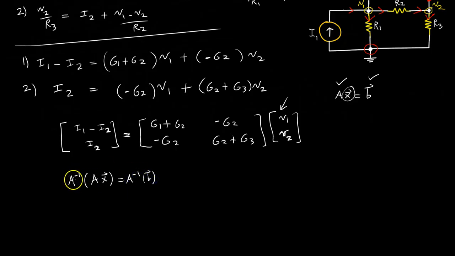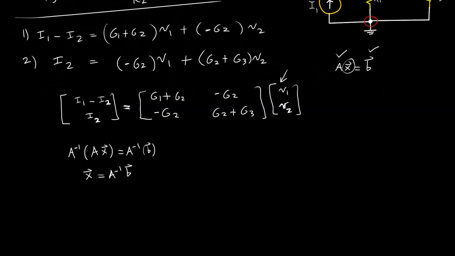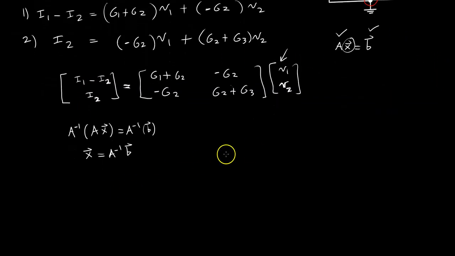And what that does is the inverse of a matrix multiplied by itself gives you the unit, I believe it's called the unit matrix, and that gives us x hat is equal to A inverse times B hat. In this case, the inverse of the conductance matrix times the input sources will give us the solution. And that makes sense because current is equal to conductance times voltage, so the units actually work out.